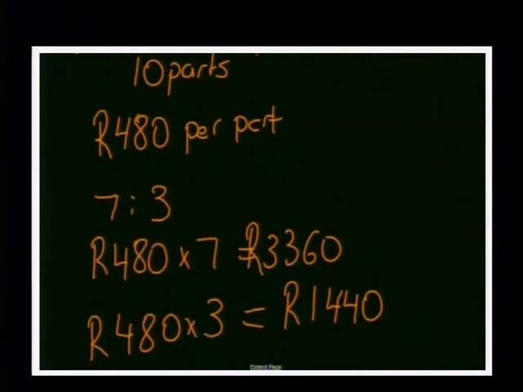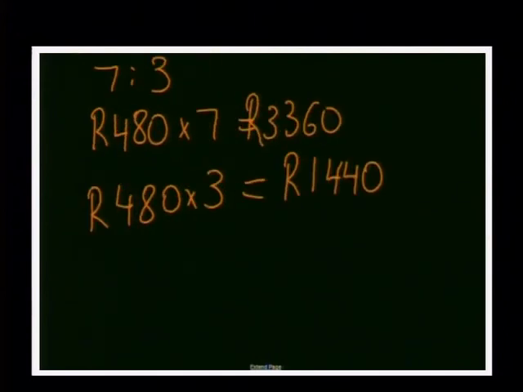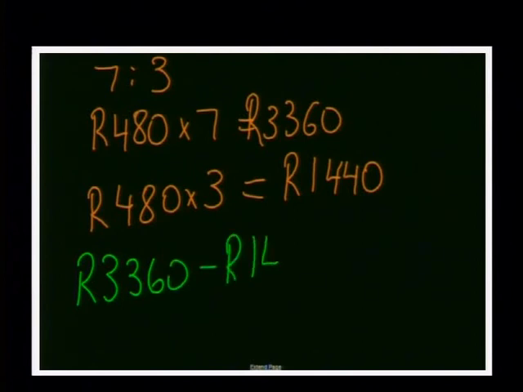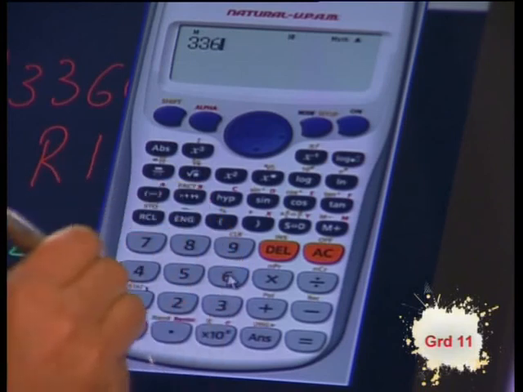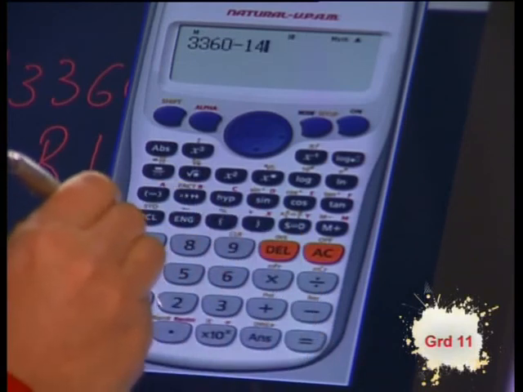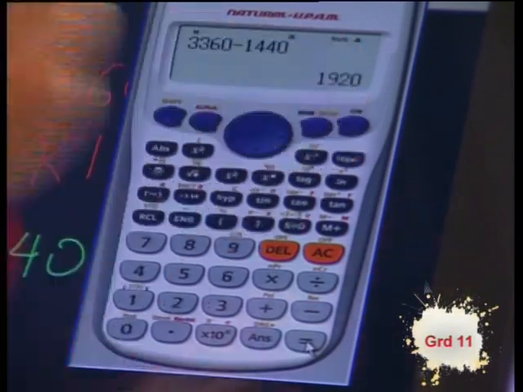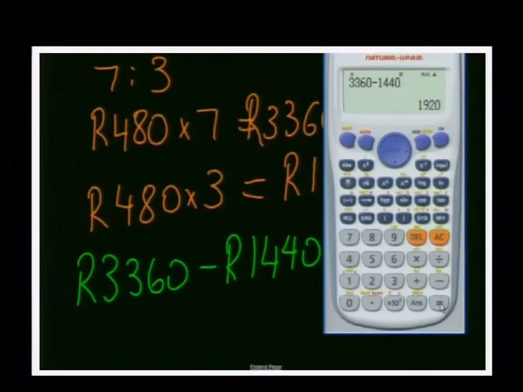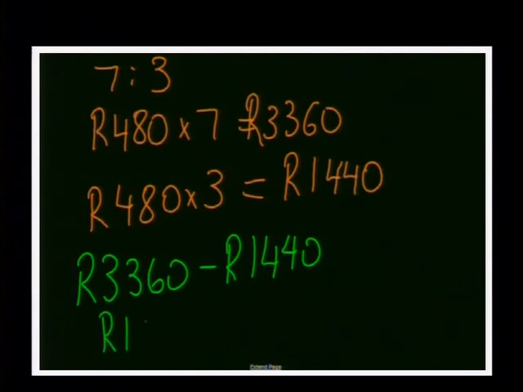Let's go back to our calculations. We've got those two values, but we want the difference. So we're going to take our 3,360 minus 1,440. That's going to give me the difference. So do that on the calculator. 3,360 minus 1,440, and I get my answer of 1,920. That is the difference. So I've now answered the question fully.